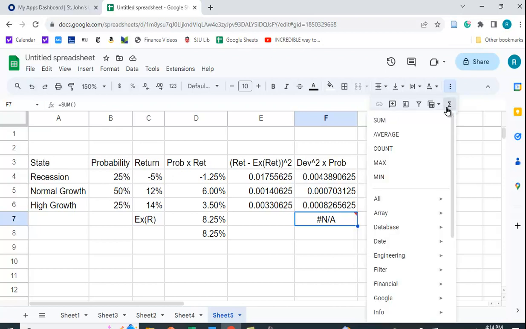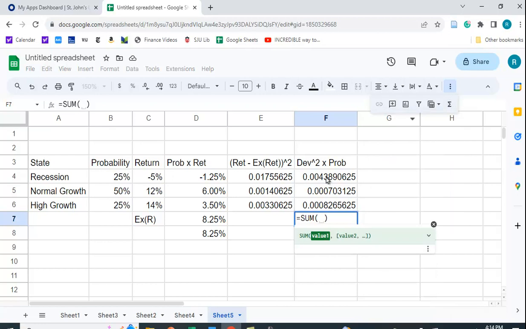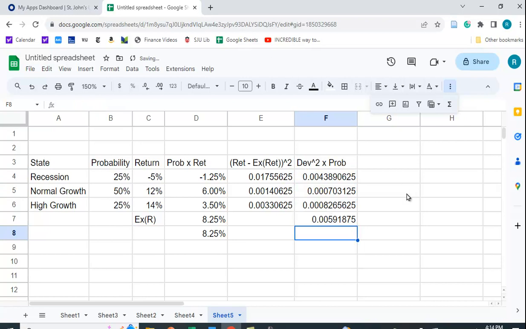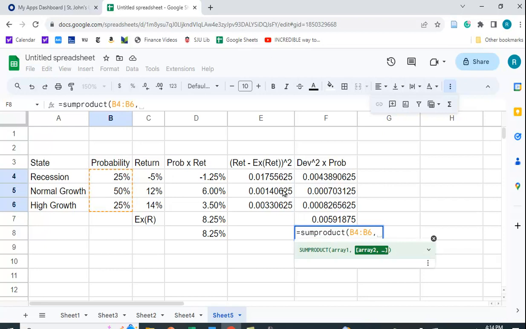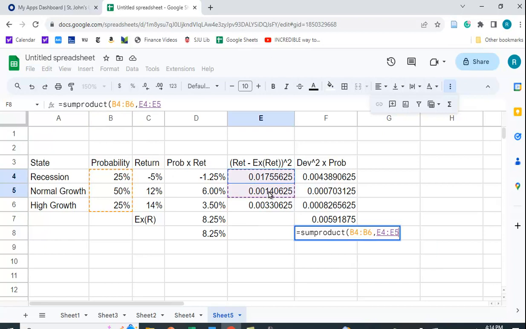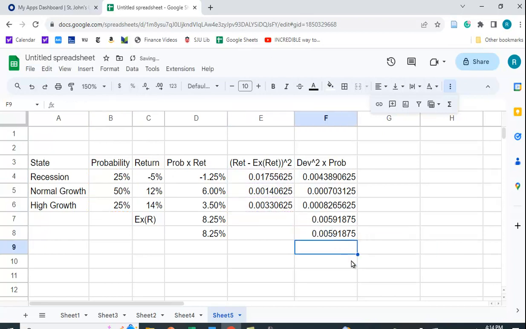Oops, forgot to highlight these values. Let me try that again. And there we have it. So here we have the variance. And again, we can use SUMPRODUCT as well. So we can say take these probabilities for that array, separate with a comma, times these deviations, and we get the same value. So this is the variance.